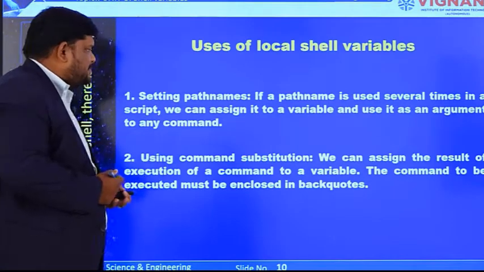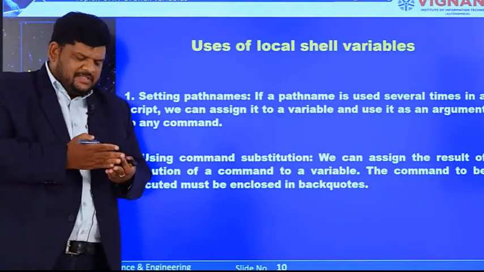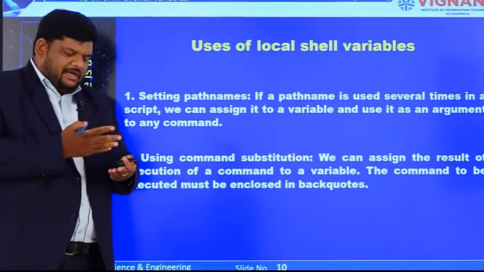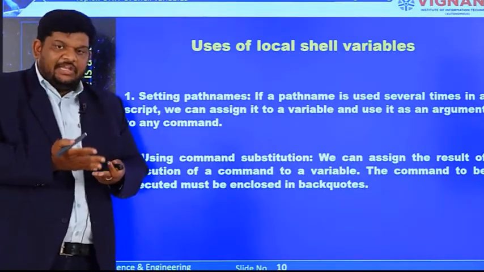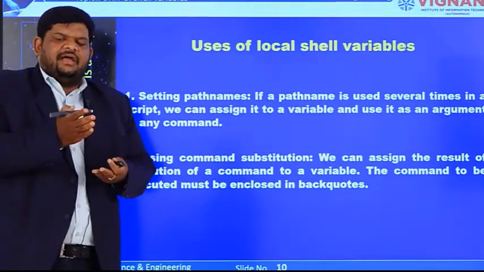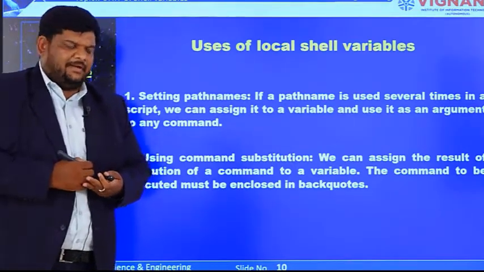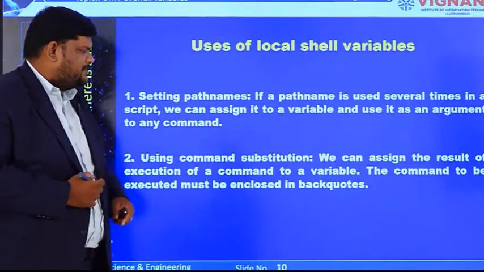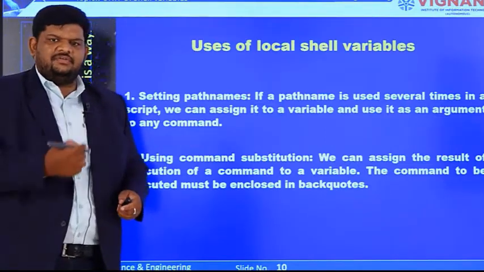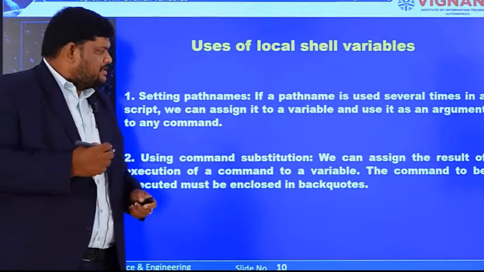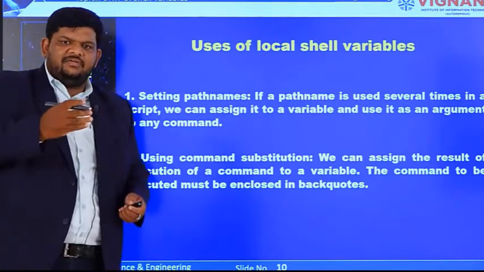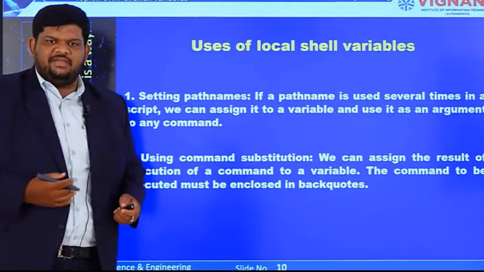In setting path names, if you are using the path name several times in a shell script, rather than repeating it, we can assign that path name to a variable and use that variable name as an argument to the particular command. And next one, using command substitution. We know how we are going to substitute that command. Within backquotes, we have to write the command. So variable is equal to command substitution. Like that also we can assign.